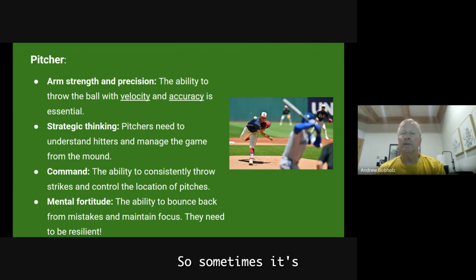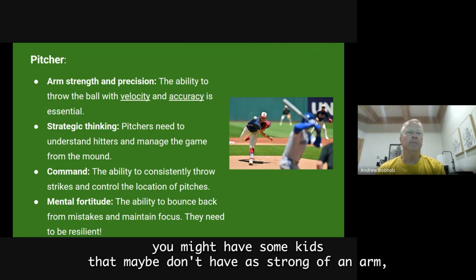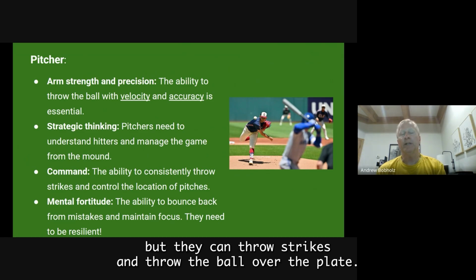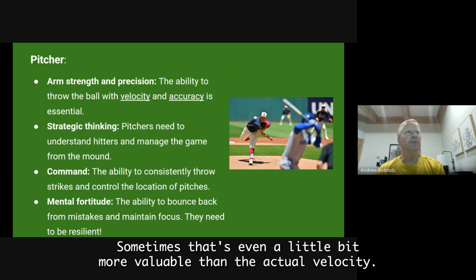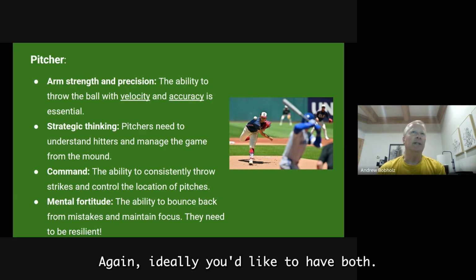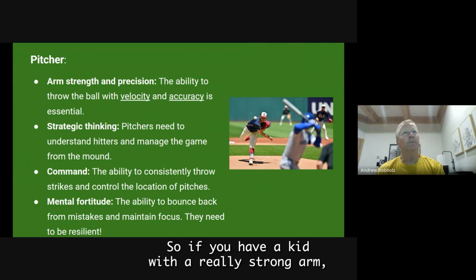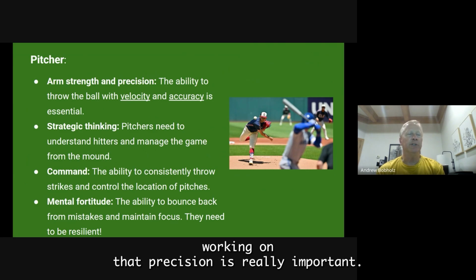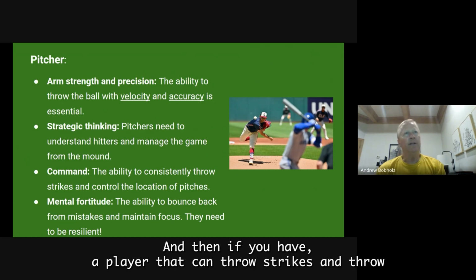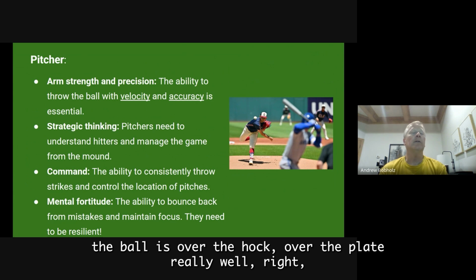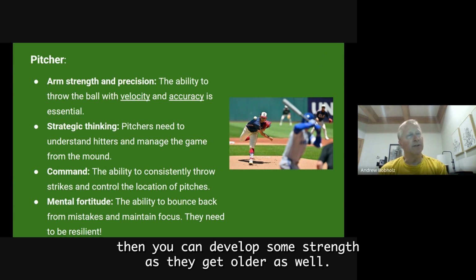So sometimes you might have some kids that maybe don't have as strong of an arm, but they can throw strikes and throw the ball over the plate. Sometimes that's even a little bit more valuable than the actual velocity. Again, ideally, you'd like to have both. So if you have a kid with a really strong arm, working on that precision is really important. And if you have a player that can throw strikes and throw the ball over the plate really well, then you can develop some strength as they get older as well.